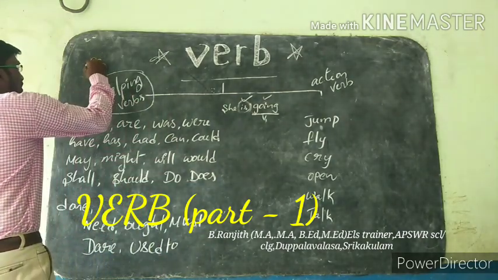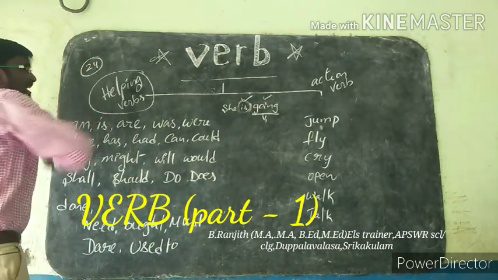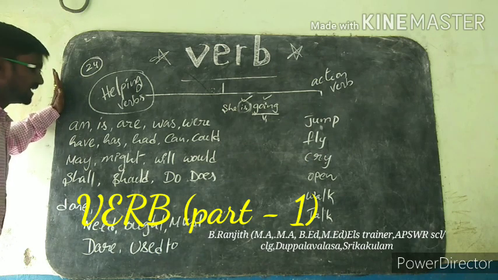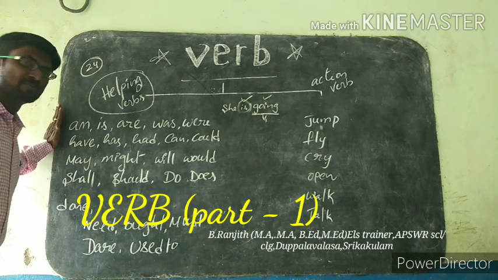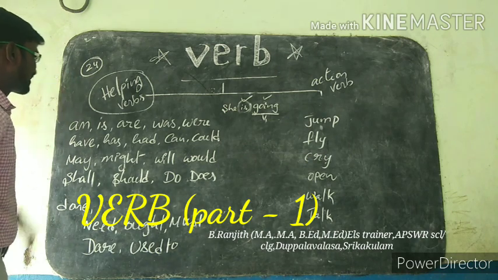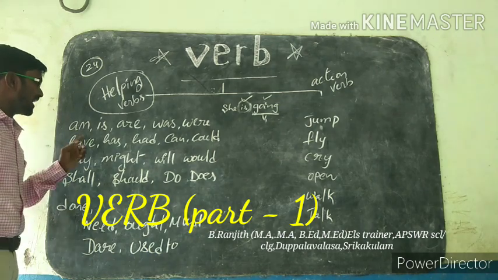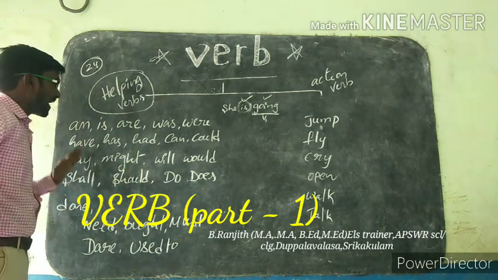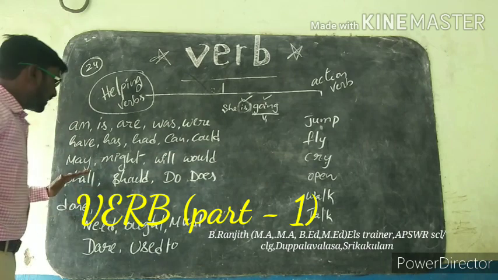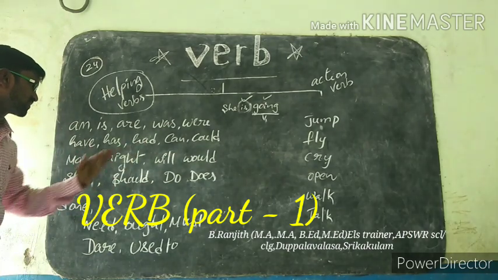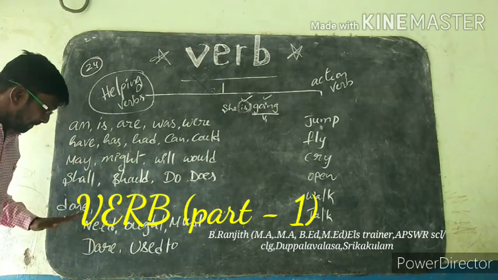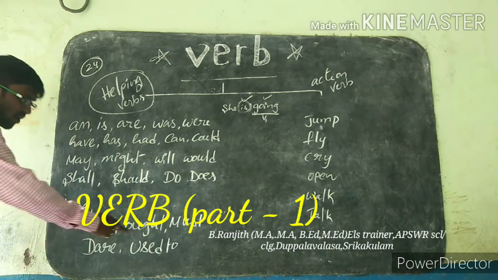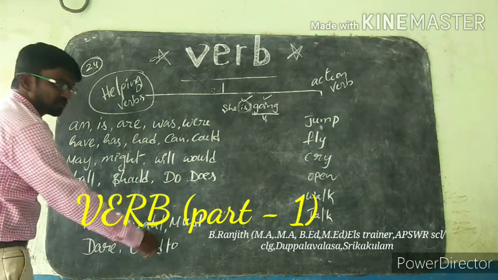So helping verbs, how many verbs are there in English? 24 helping verbs are there in the English language. So what are they? Am, is, are, was, were, have, has, had, can, could, may, might, will, would, shall, should, do, does, did, need, ought, must, dare, used to.